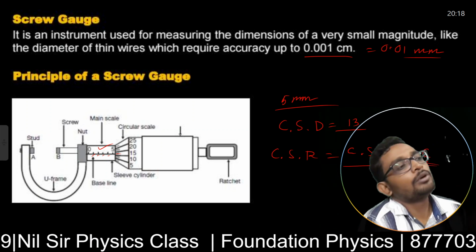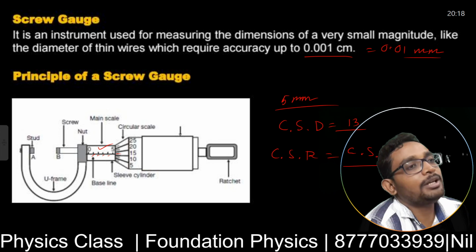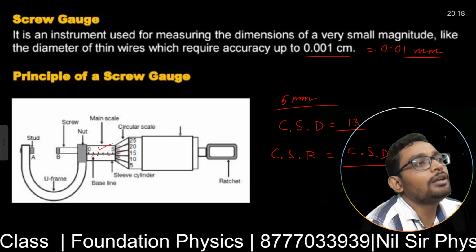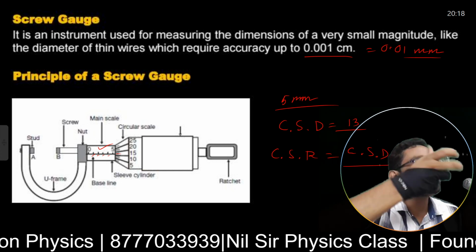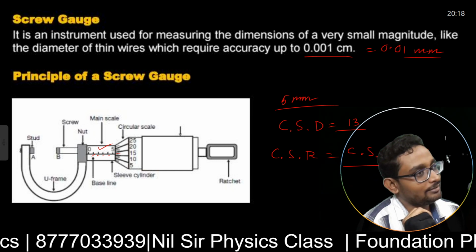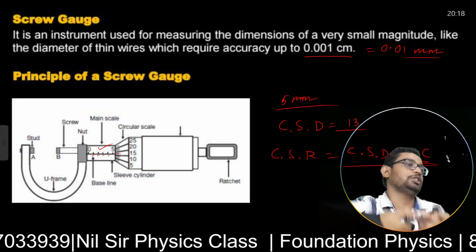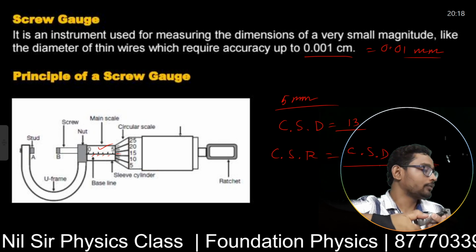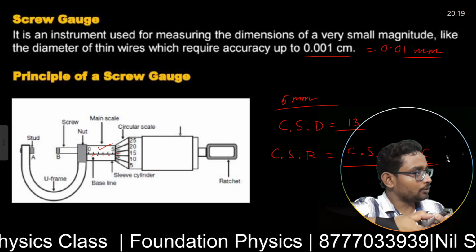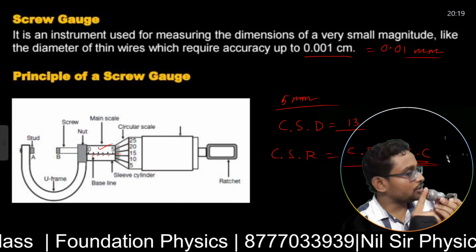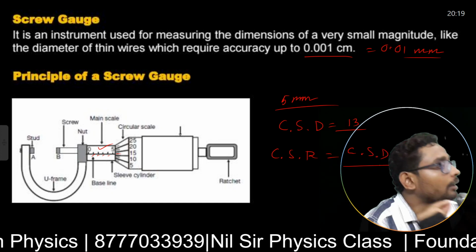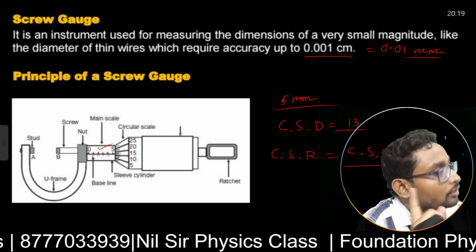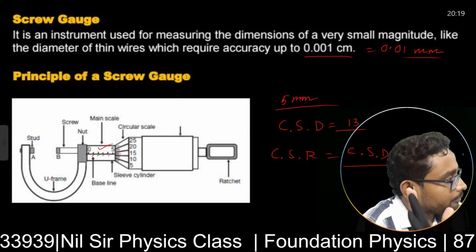It gives you the distance traveled by the main scale for one complete circulation of the circular scale. Okay, understood? Just start from 0. Again you are rotating and come to this 0 of the circular scale. Your one complete rotation is complete.